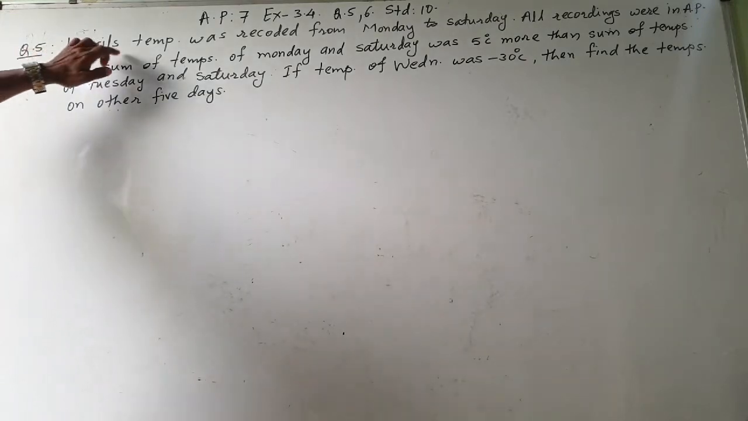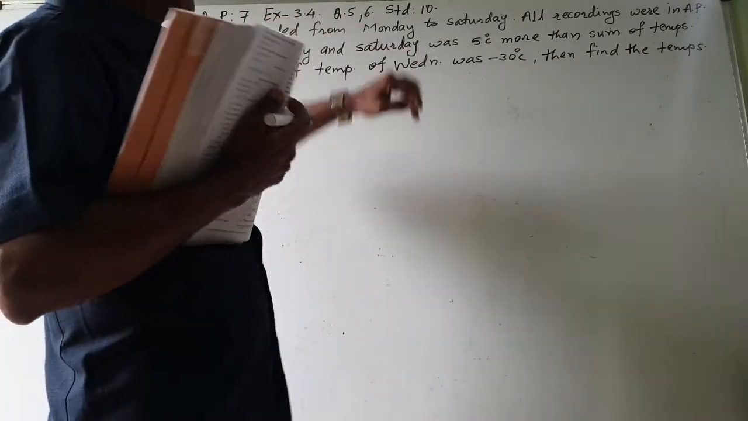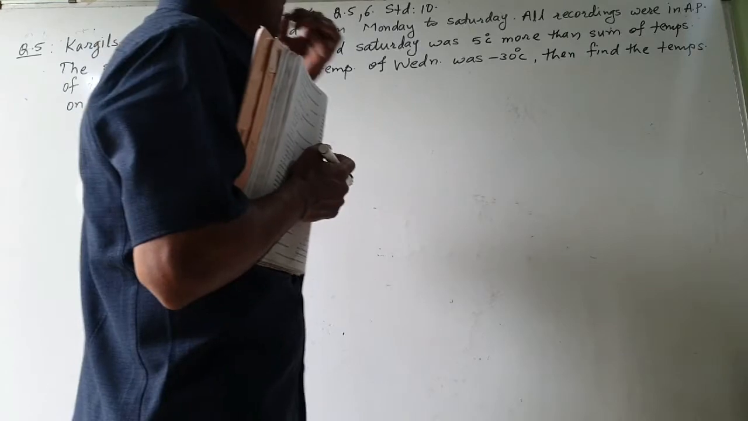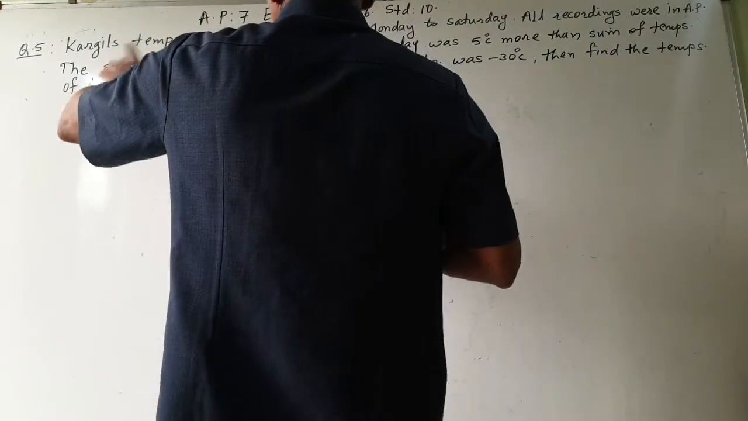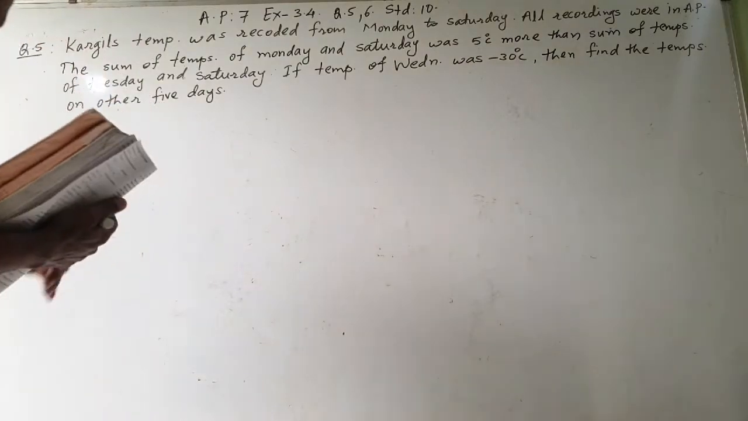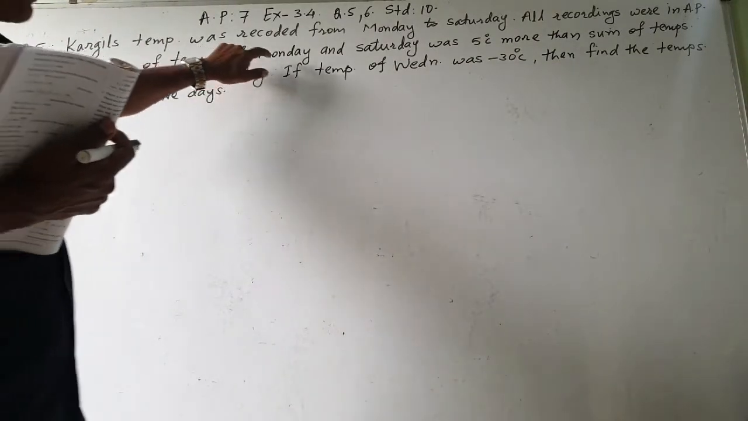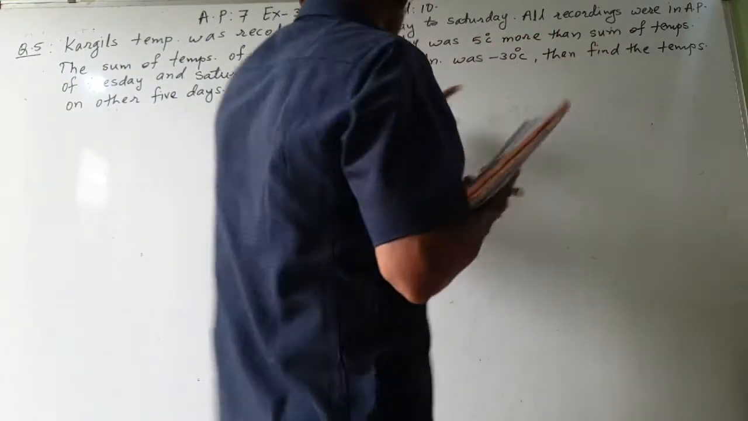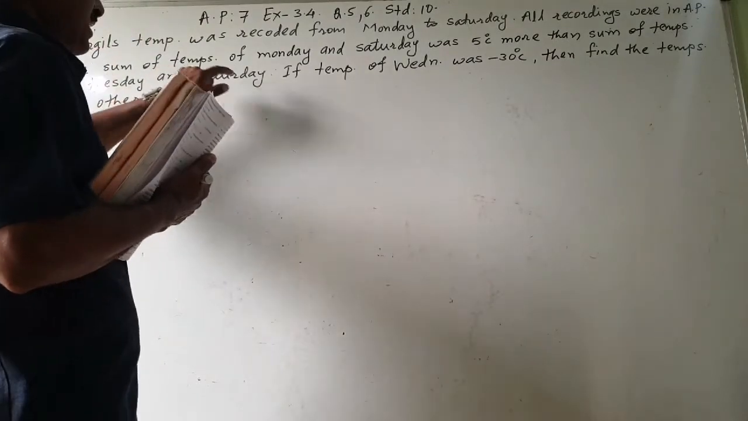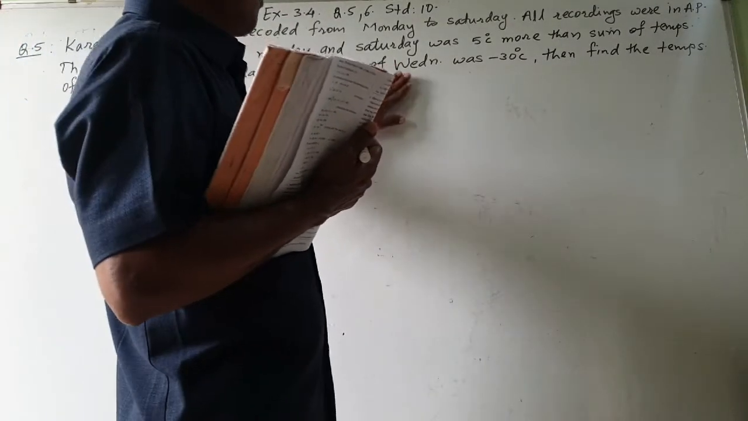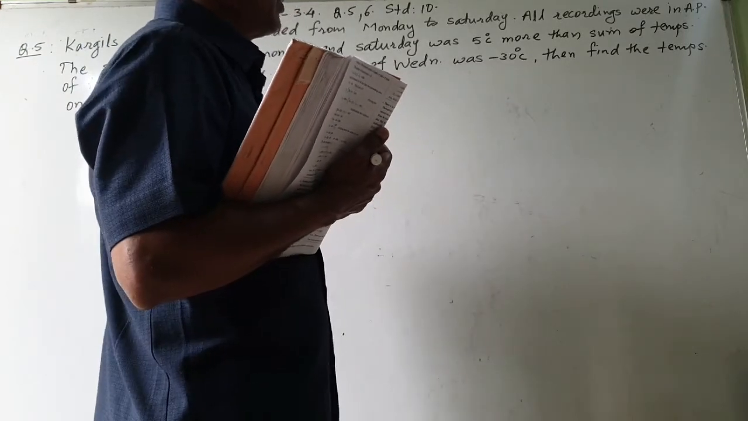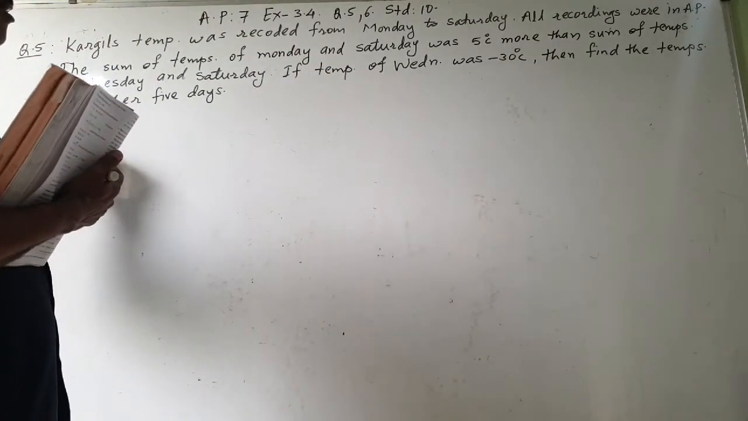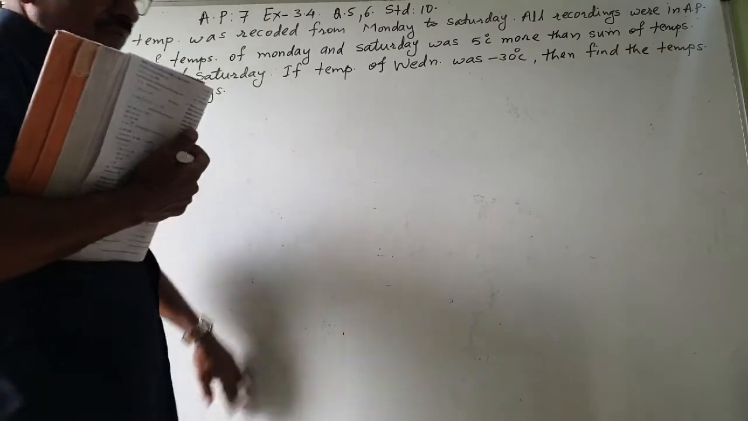Question number 5. Kargil's temperature was recorded from Monday to Saturday. So Monday, Tuesday, Wednesday, Thursday, Friday and Saturday, the 6 days. All recordings were in AP, meaning arithmetic progression. The sum of the temperatures of Monday and Saturday was 5 degrees Celsius more than the sum of the temperatures of Tuesday and Saturday. If the temperature of Wednesday was minus 30 degrees, then find the temperatures on the other 5 days. Means 5 days we have to find.